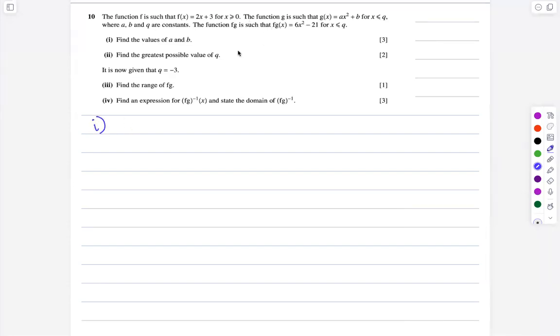Now, as the function fg is given, if we have to find the function fg of x, it means that in the function f, we'll replace x with the function g. So as it is 2x, the x will be replaced with the function g, which is ax squared plus b, and this is plus 3 up here. Now, as this is equal to 6x squared minus 21, we can expand it and write it as 2ax squared plus 2b plus 3, and that is equal to 6x squared minus 21.